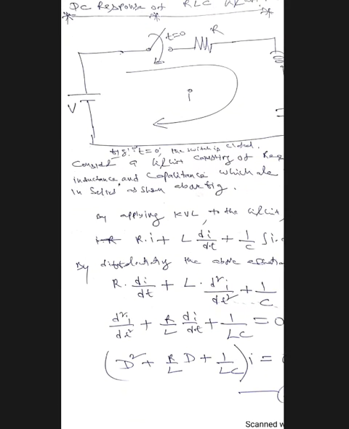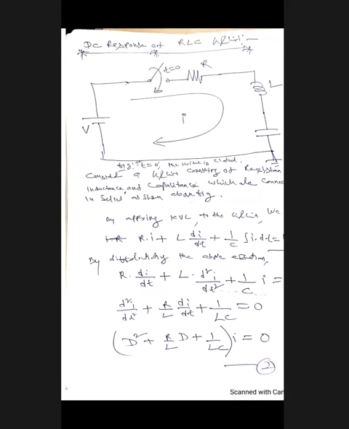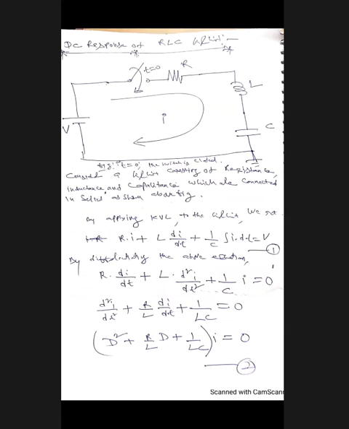Clear? So I'm assuming at t equal to 0, the switch is closed. Switch is closed means what? The DC voltage is applied to the series RLC circuit.